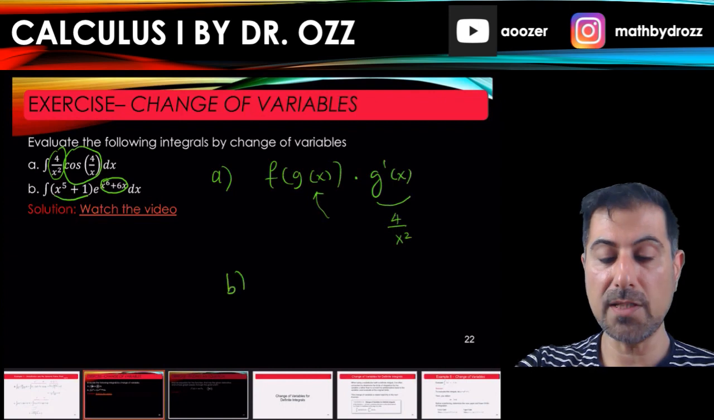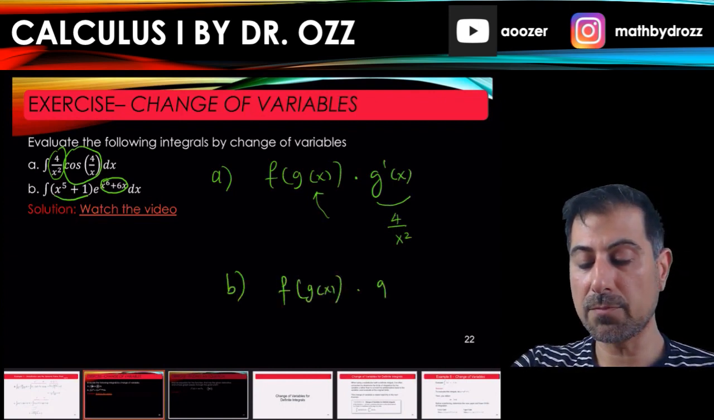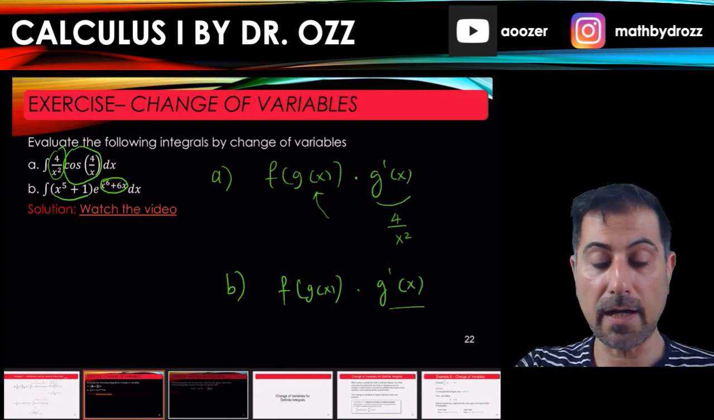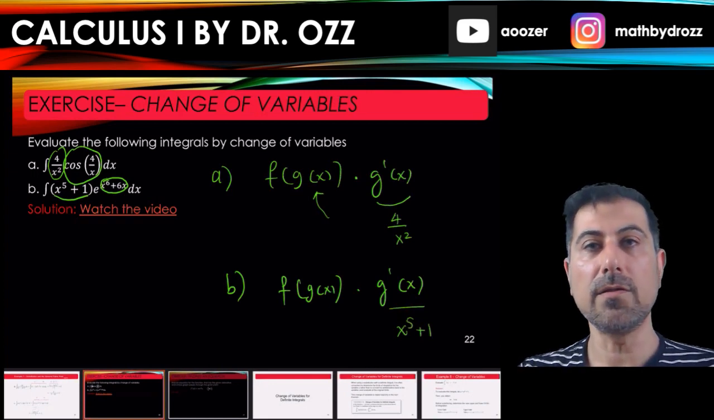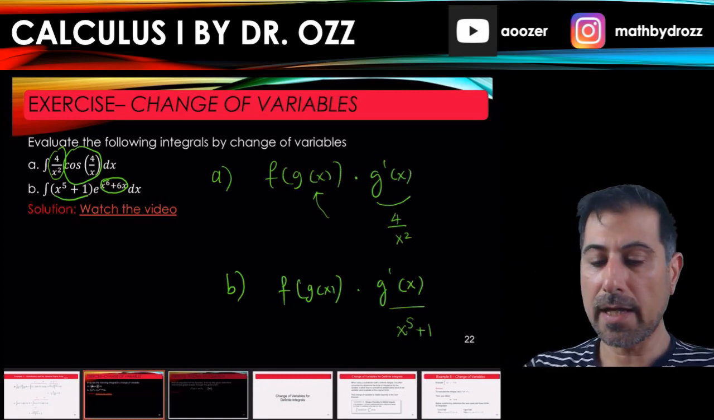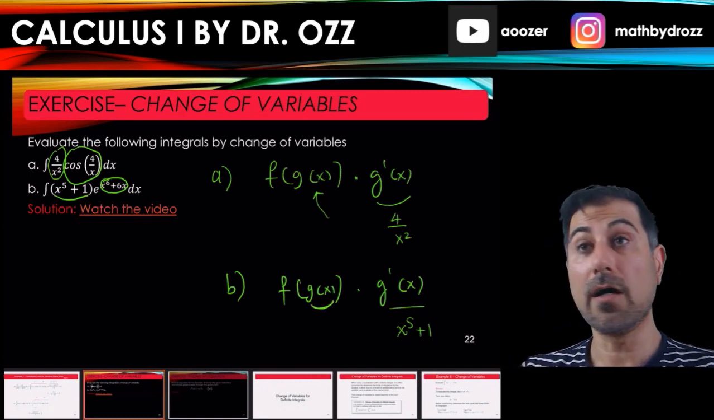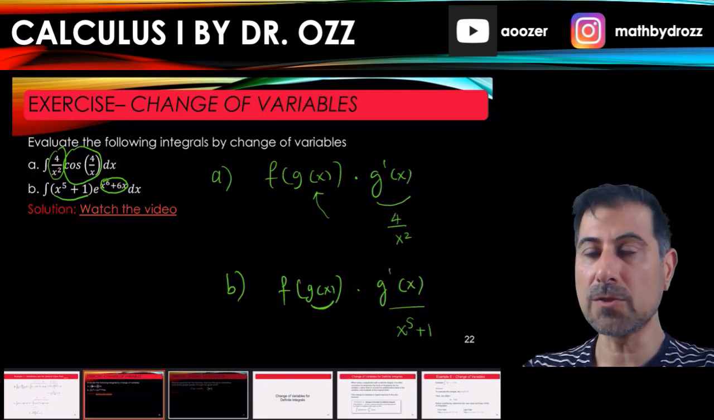And for part B, again, we're chasing f of g of x times g prime of x, and g prime of x looks to be more like x to the 5th plus 1. And then you can imagine what the antiderivative of g could be, and that has something to do with the description of the exponential function over there. All right, that's a good exercise for you. Please do it. And this is the end of the first video.